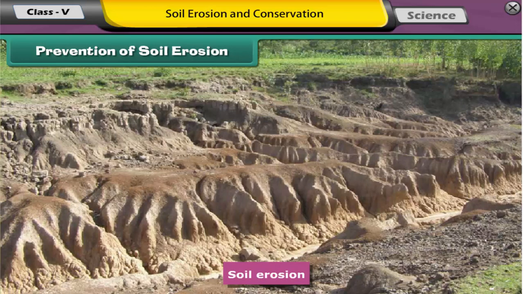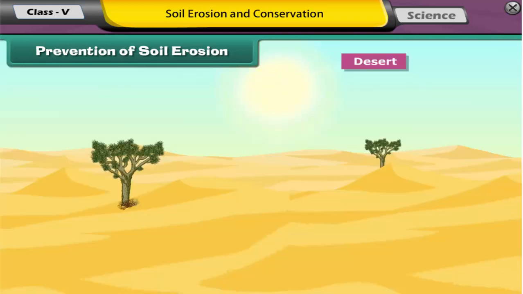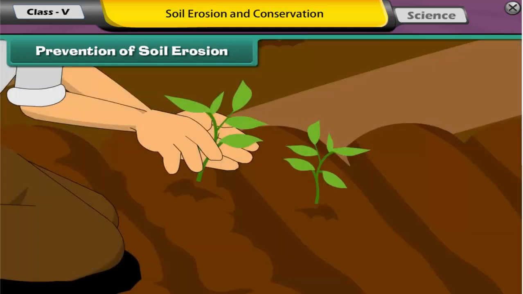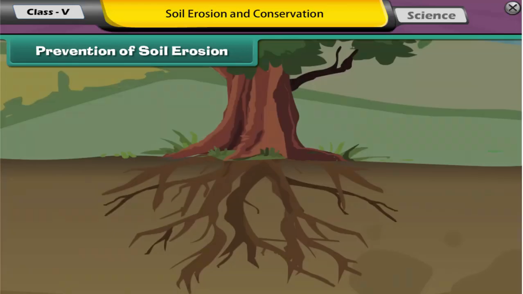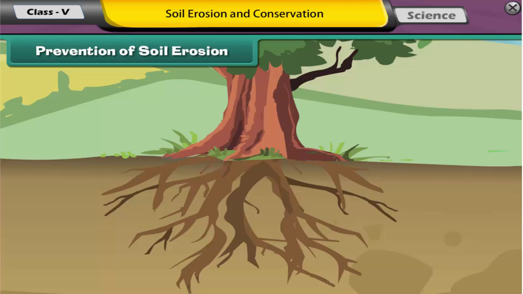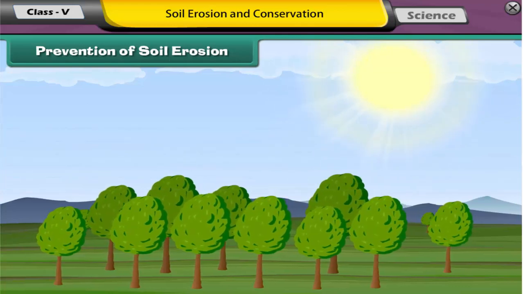Soil erosion is a major environmental problem. It has affected all over the world, from forests to deserts. Thus, it's the need of the hour to conserve the soil by preventing soil erosion. There are many ways of preventing soil erosion. One of the most common ways is to grow more and more trees. The roots of trees hold the soil firmly and do not allow it to wash away easily. Trees planted across the wind direction protect soil against high-velocity winds.